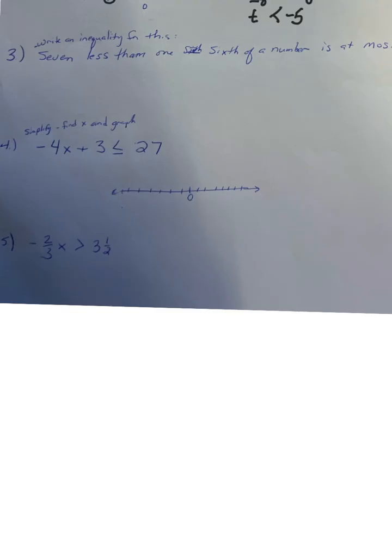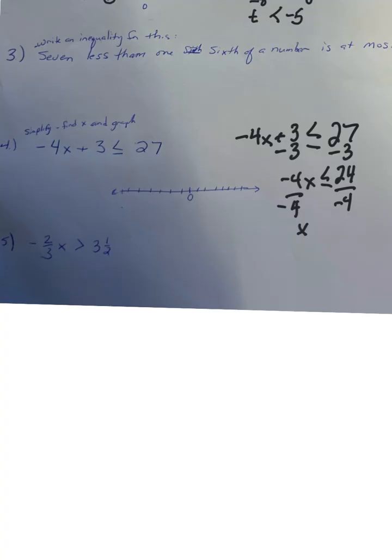So for this one, number 4, we need to get rid of that 3. We're taking 3 away from each side. It's going to be -4x is less than or equal to 24. I divide each side by -4, and that's going to be x, and I have to switch the sign. So x is greater than or equal to -6. I find -6. It's greater than or equal to, so it's closed, and it's greater than that.